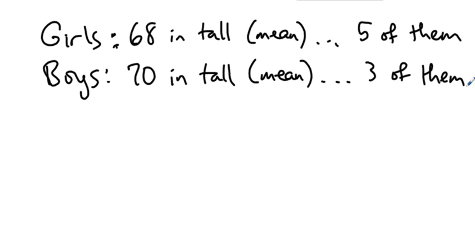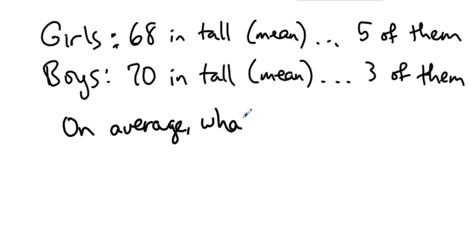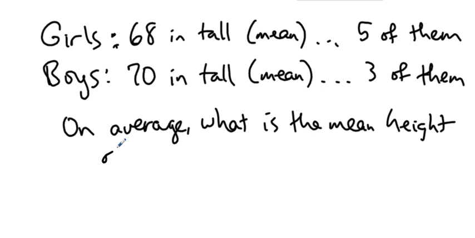Well, let's put everybody together, all eight people together. Let's imagine that we put all eight people together. On average, what is the mean height of all the people? So, how do I take the average of things that are already averaged?